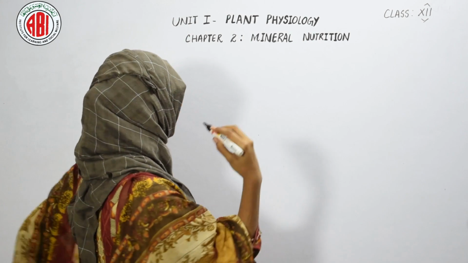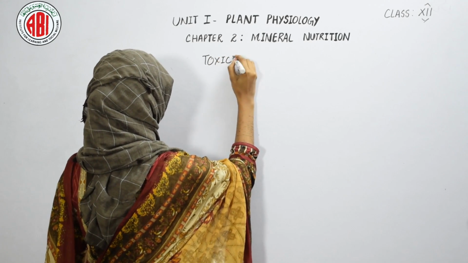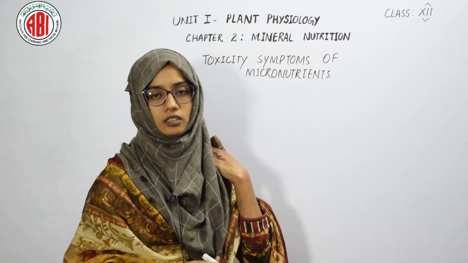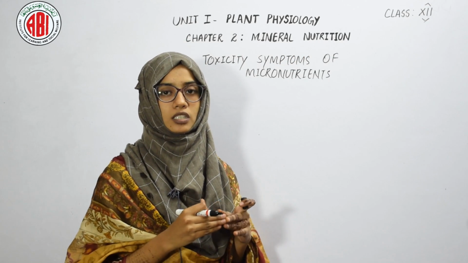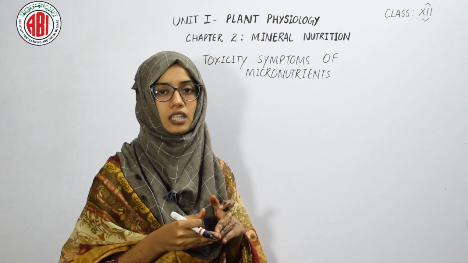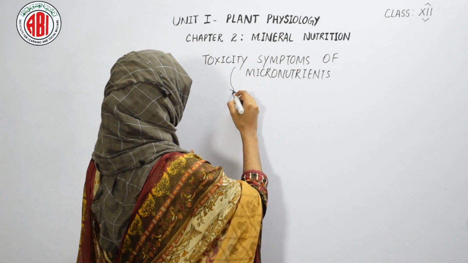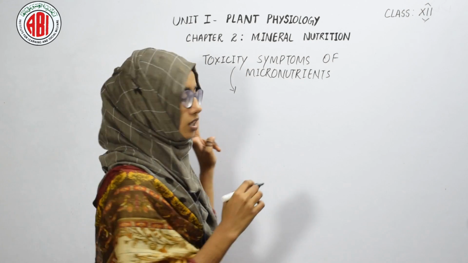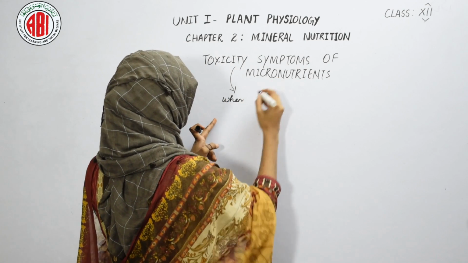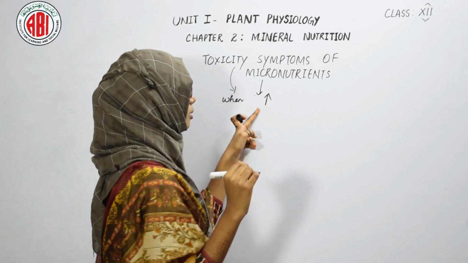Let us study the next topic, that is toxicity symptoms of micronutrients. We have learned that if the elements or the minerals are present in a lesser amount or are not available in the soil, then they show the deficiency symptoms. But what do we mean by toxicity symptoms? These toxicity symptoms can appear when the micronutrients are available in a higher amount.